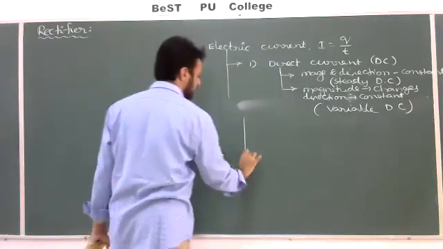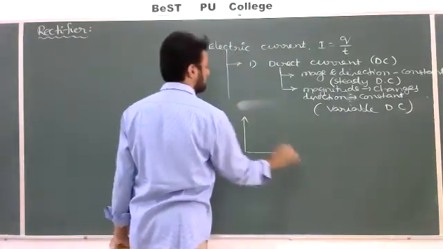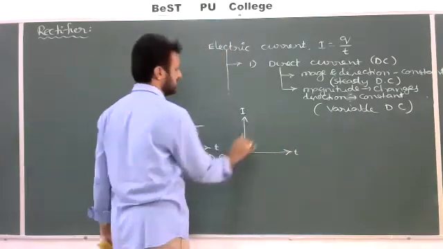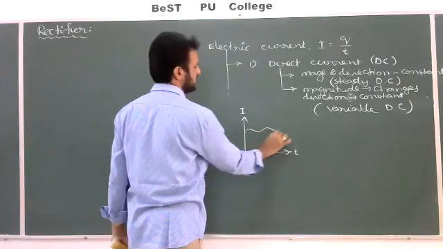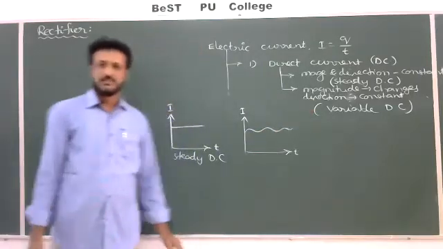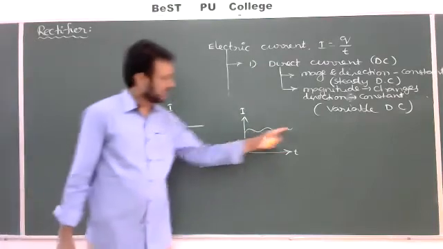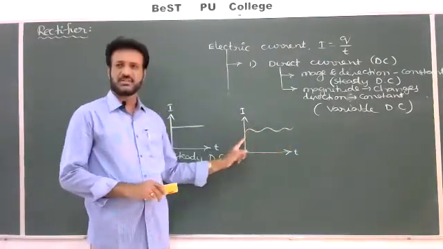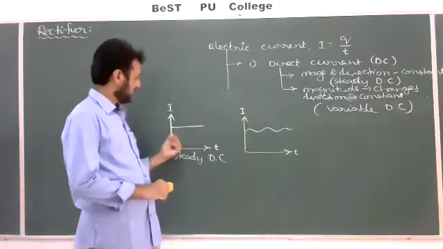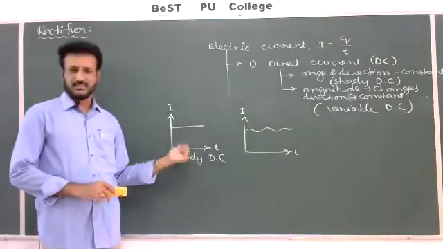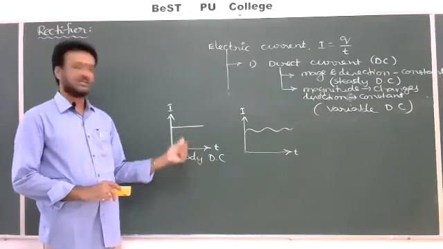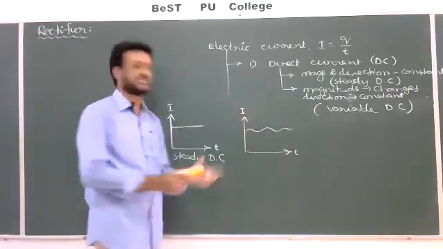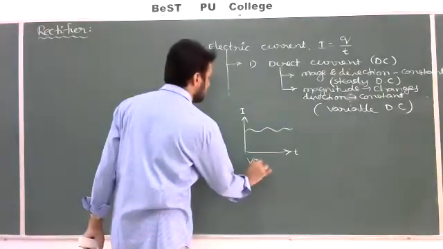So we can draw the graph like this. Variable DC: time or phase angle will be taken on the x-axis, current on the y-axis. The nature of the graph will be like this. Direction is the same, so it will be along the positive axis only. But the magnitude is not constant, not a straight line. Observe carefully. Here magnitude is constant, direction is also constant, so it is called steady DC. But here direction is constant whereas the magnitude changes, which is called variable DC.